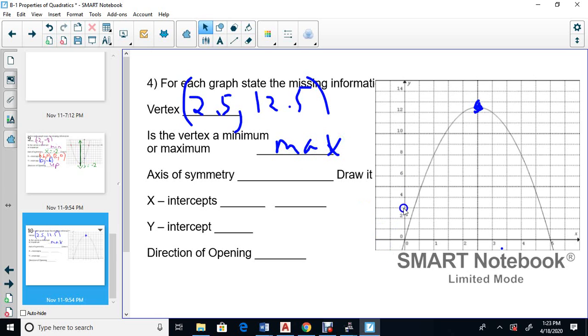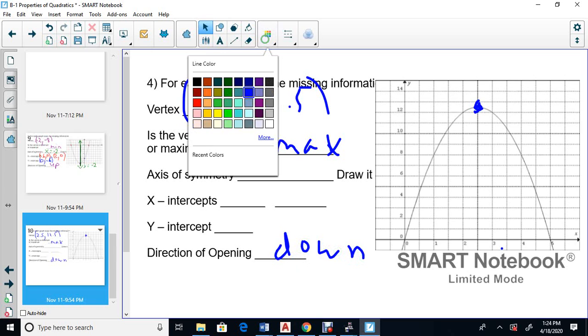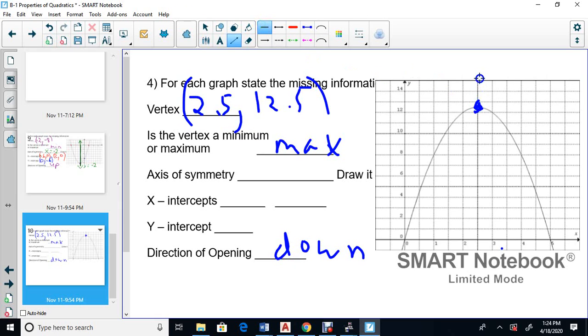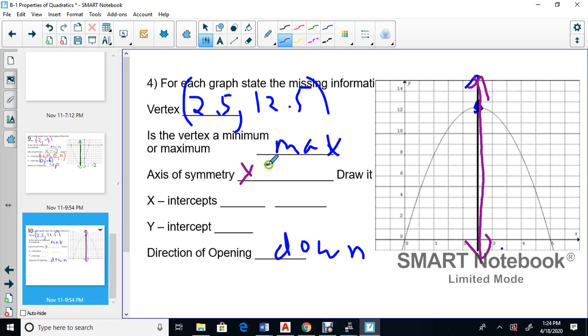Okay. Now, this opens a frown. It's a frown shape. So the direction of opening is down. Okay. Let's now draw the axis of symmetry. We'll use our line command here so we can draw a nice straight line. We'll draw the axis of symmetry right down there. It's right between 2 and the 3, so it's at 2.5. We'll make it our nice purple color here. Oh, it's coming out blue. I'll click there again. It comes right down there. Just use a ruler here. And x equals 2.5.